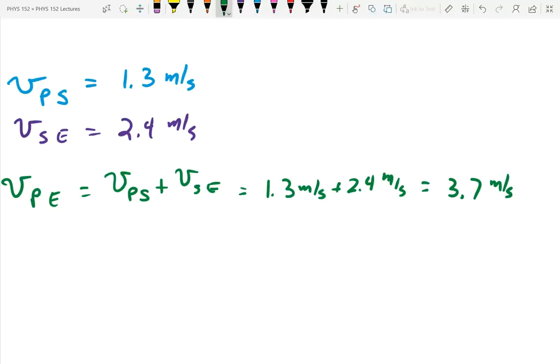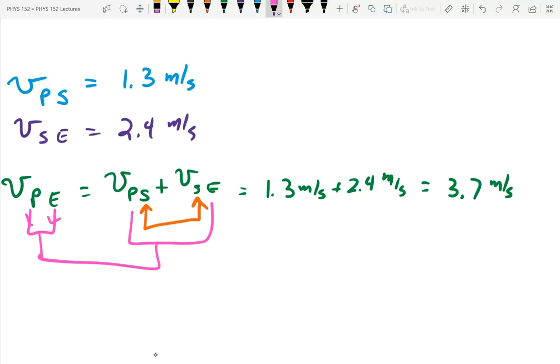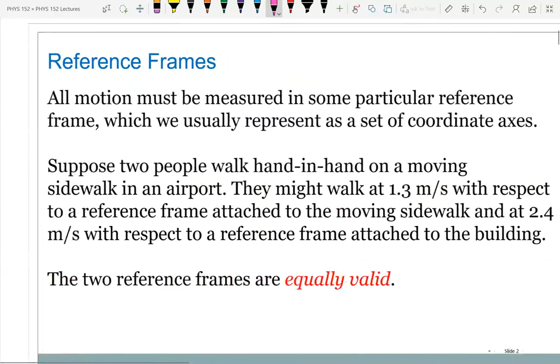Now notice in the Galilean relativity, these inner indices were the same thing. The speed of the object with respect to a reference frame plus the speed of that reference frame with respect to a different one gives me the speed of my object in the other reference frame. So the extremes are the two that I'm looking for the indices, and the ones in the center are the same. So that's how Galilean relativity works.